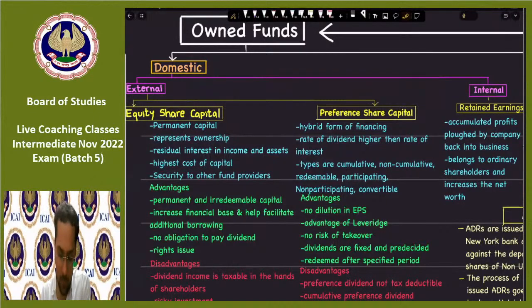And then it also provides security to other fund providers. Equity share capital provides security to other fund providers. Like, for example, any company where you find that equity share capital is 10.